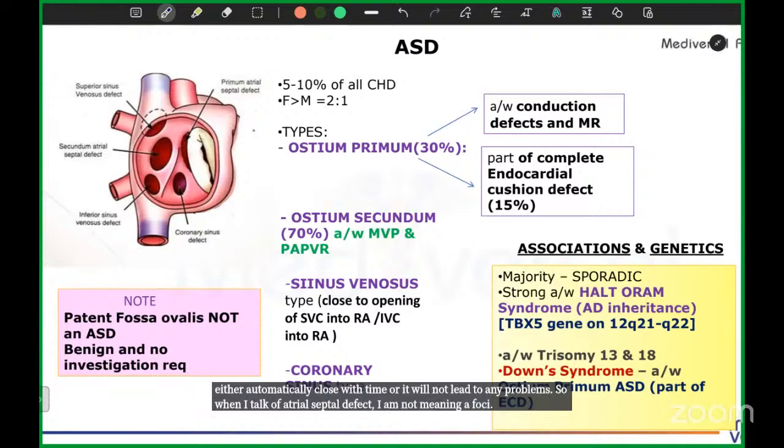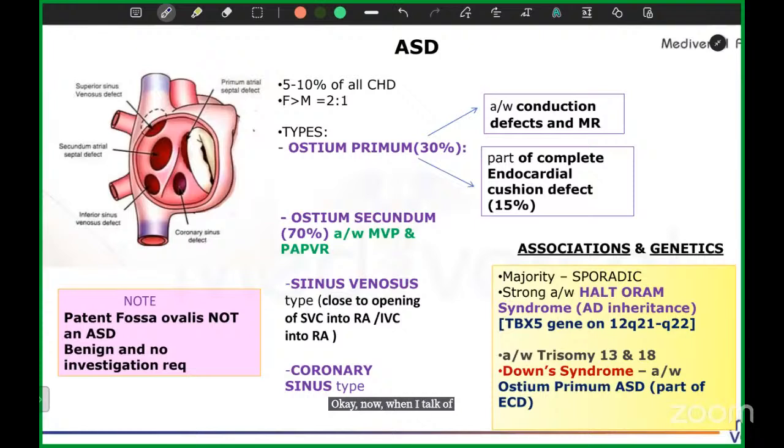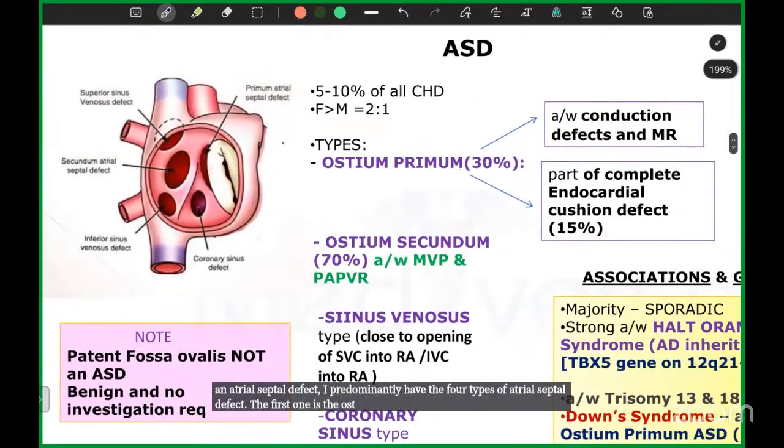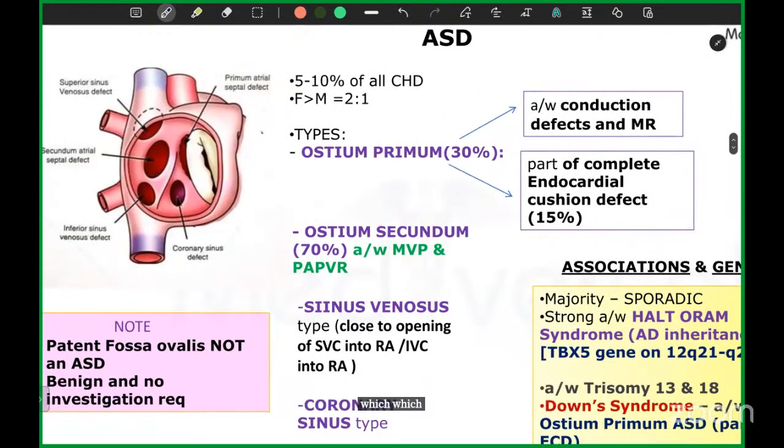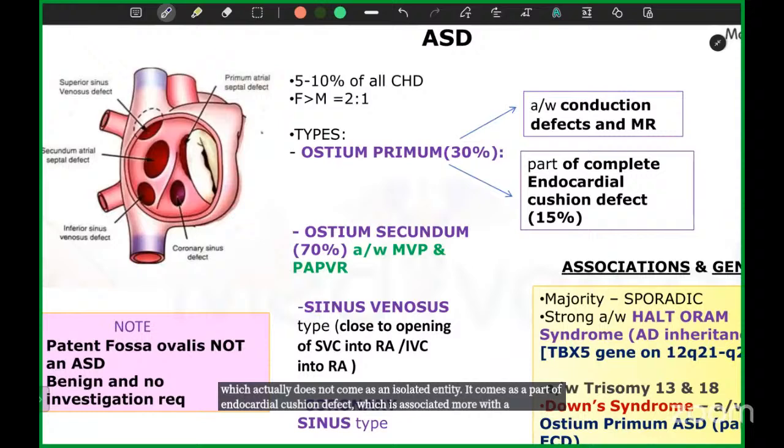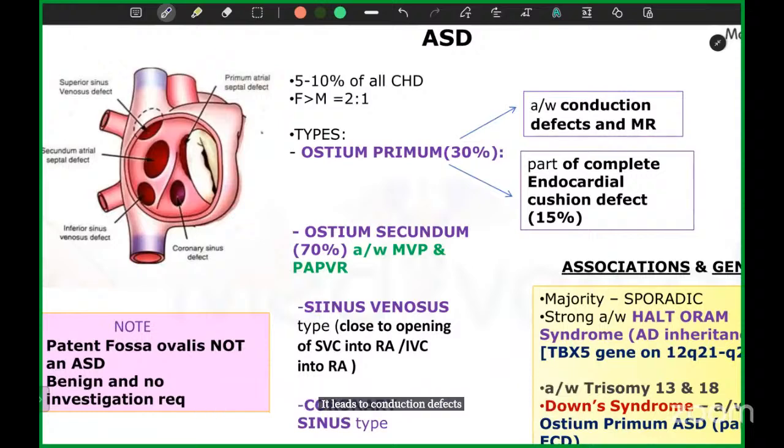Now when I talk of an atrial septal defect, I predominantly have four types of atrial septal defect. The first one is the ostium primum, which actually does not come as an isolated entity. It comes as a part of endocardial cushion defect, which is associated more with a syndrome, trisomy 21 or Down syndrome. It leads to conduction defects, mitral regurgitation.